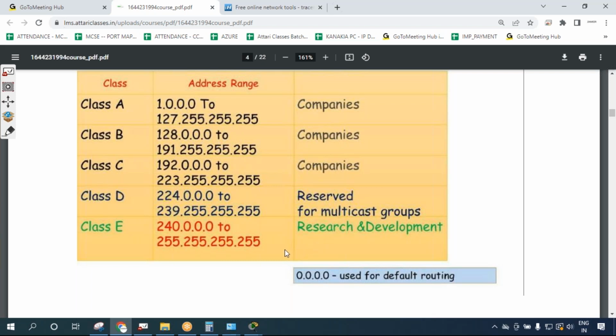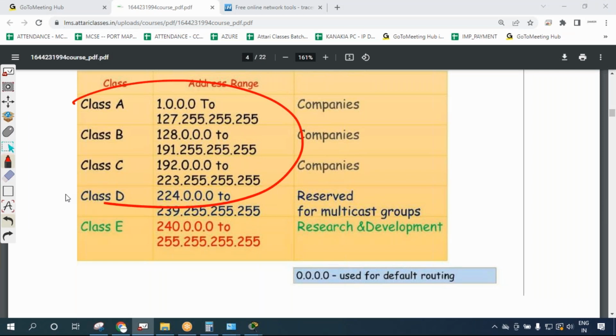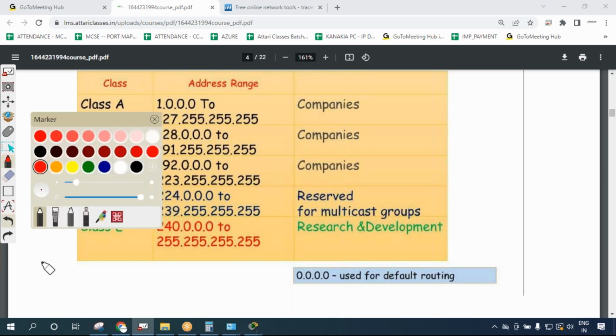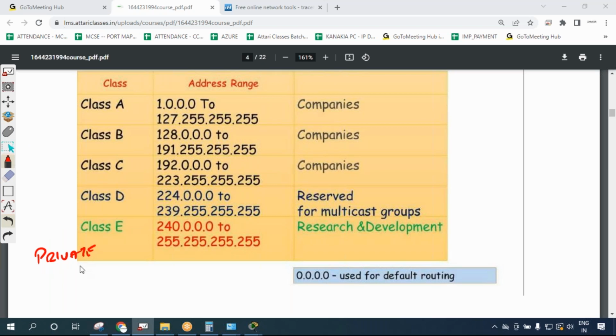IANA decided that if everyone is taking IPs from us, then the IP addresses of class A, B, C will get exhausted. We cannot give class D and E because they are reserved. So class A, B, C will exhaust, and no future company can get an IP. So IANA decided to start the concept of private IP and public IP. Previously, all the IP addresses were public only.